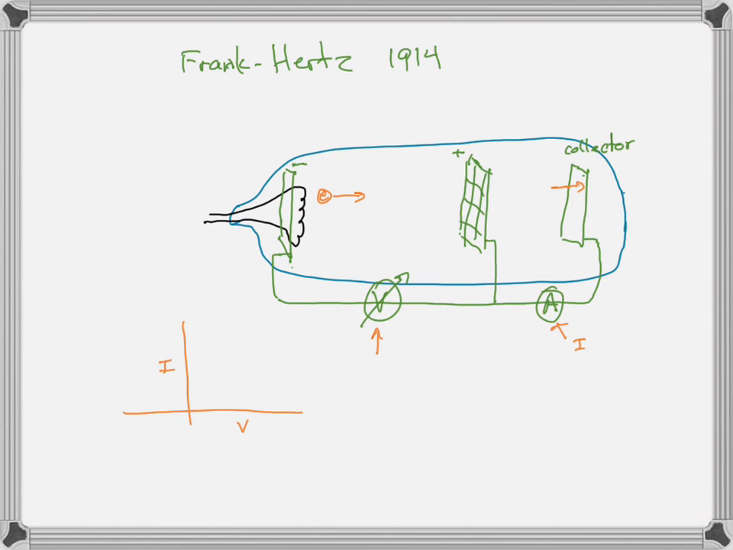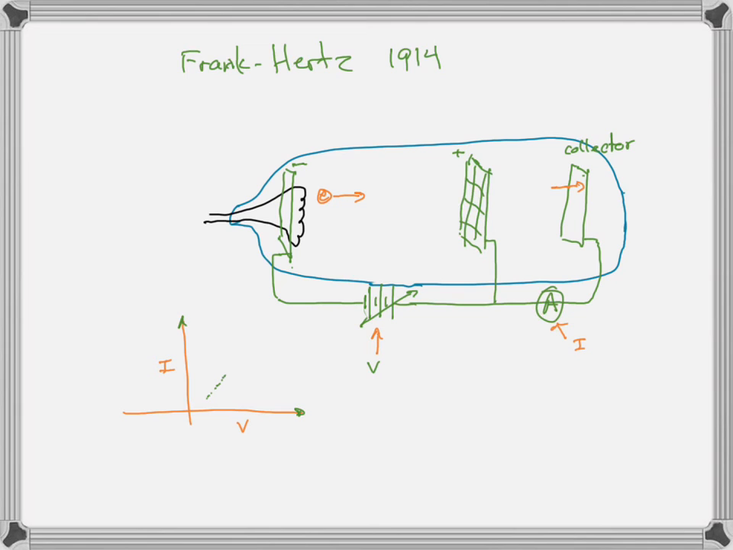So I should have drawn it. I drew it wrong. In electronics, a circle would usually be a meter, whereas a variable voltage source should be like a battery with an arrow through it, like that. Okay, so anyway, we can increase the potential, accelerating the electrons, and if we increase the potential, we should expect to see an increase in current.